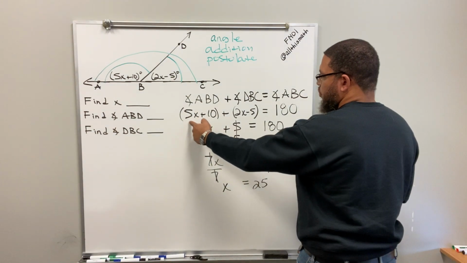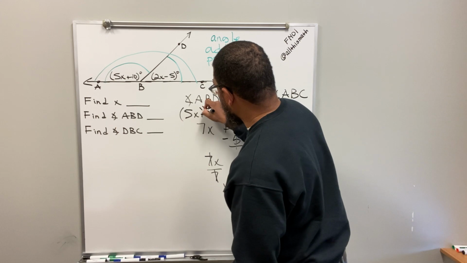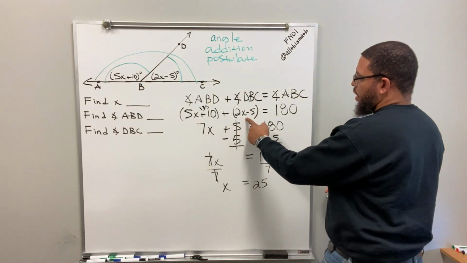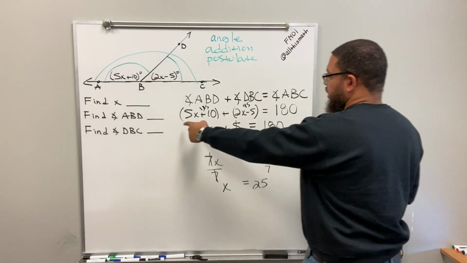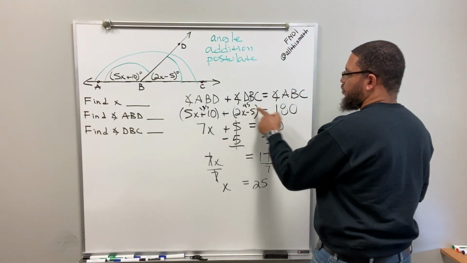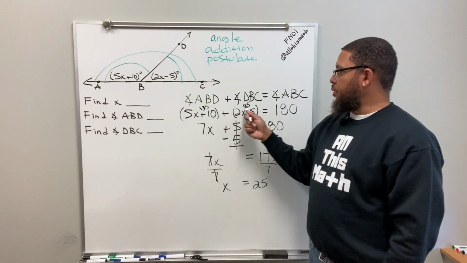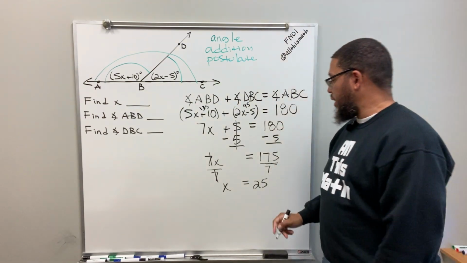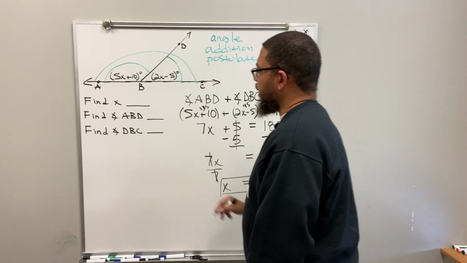5 times 25 is 125. 125 plus 10 is 135, all right? Now over here, 2 times 25 is 50. 50 minus 5 is 45. Now the question is, is 135 plus 45 equal to 180? Yes, it is. 130 plus 40 is 170. 5 plus 5 is 10. 170 plus 10 is 180. So that's proof that this answer is good. This x value is good.